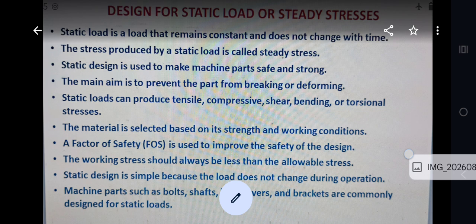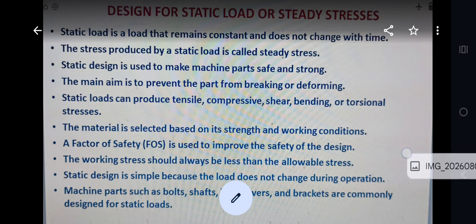So stress is equal to 10 kilonewton divided by 100 mm square area. You convert kilonewton into Newton. So 10 into 10 to the power of 3 Newton divided by 100. It gives 100 Newton per mm square, that is nothing but 100 megapascal. Since the applied load is constant, the stress also remains constant. Therefore, we call it steady stress.